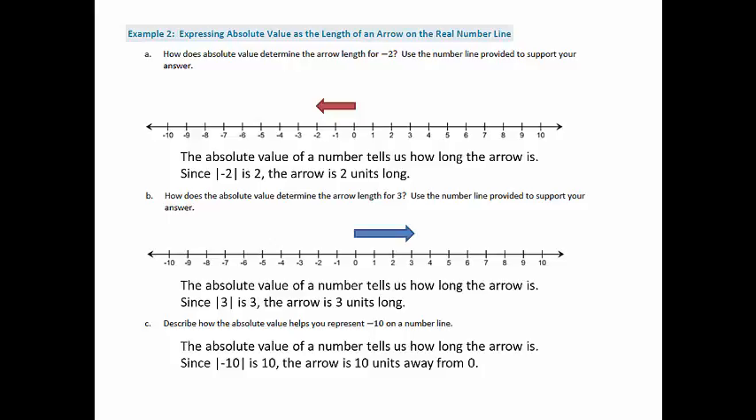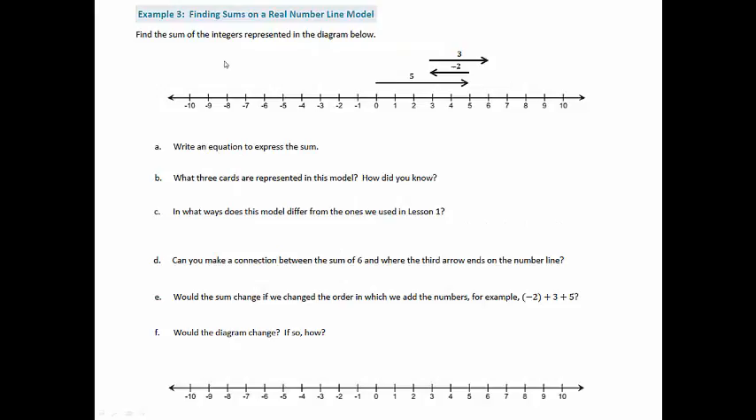All right, on to Example 3. Here we're going to have a number line model, and we're going to be finding the sum of 3 numbers. In this model, the first arrow starts at 0 and is 5 units long. The second arrow is 2 units long to the left, and the third arrow is 3 units long to the right. If we wanted to write an equation to express the sum, we would have 5 plus -2 plus 3, and the sum is 6 because that's where the last arrow ends.